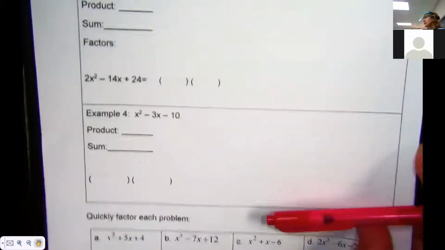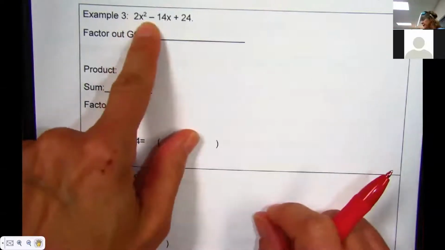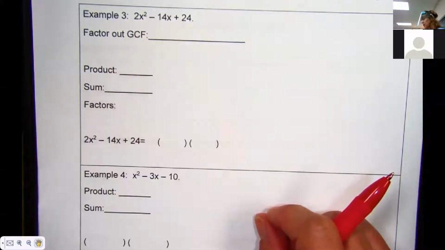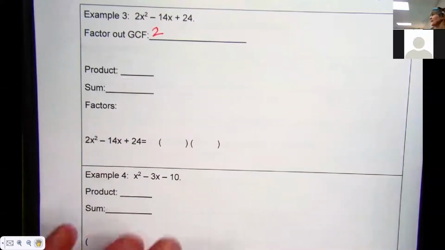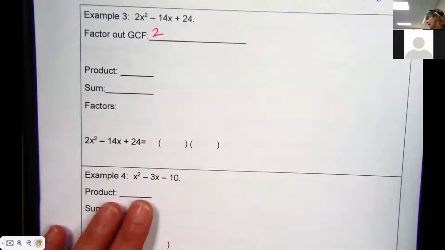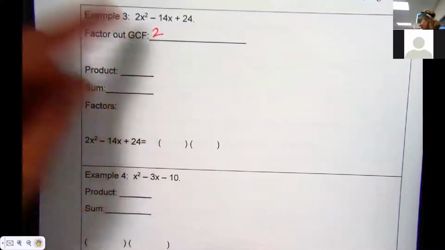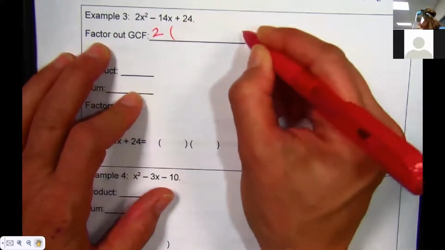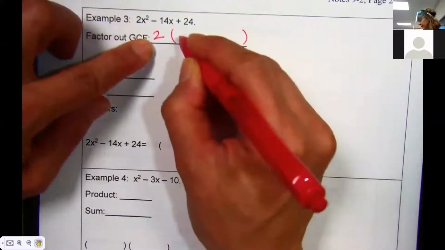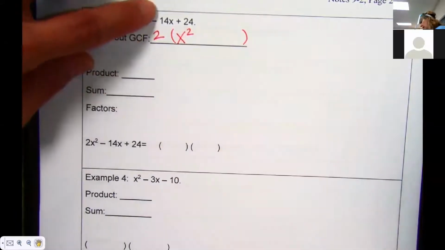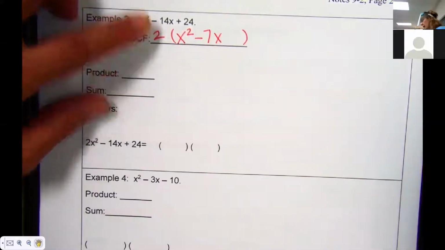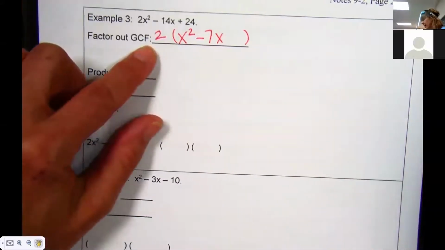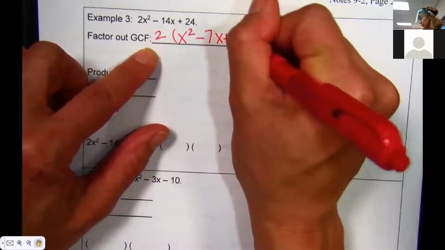For this next page here, I noticed that I have 2x squared minus 14x plus 24, and all of those numbers are even. If all of those numbers are even, you have to factor out a 2. Every time you see all even numbers, there's a 2 that can be factored out. So if I factor out a 2, remember it's division. 2 divided by 2 is a single x squared. A -14 divided by a +2 is a -7. And then a +24 divided by a +2 is a +12.